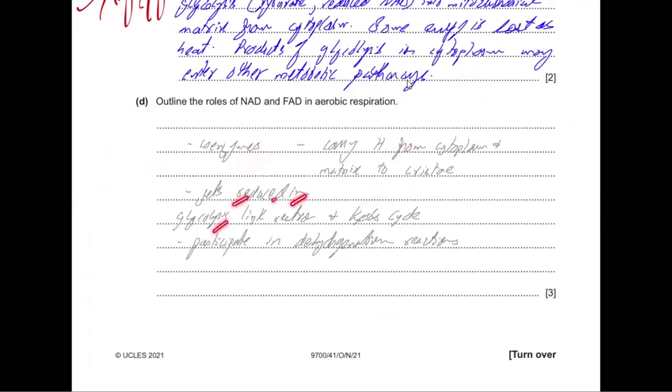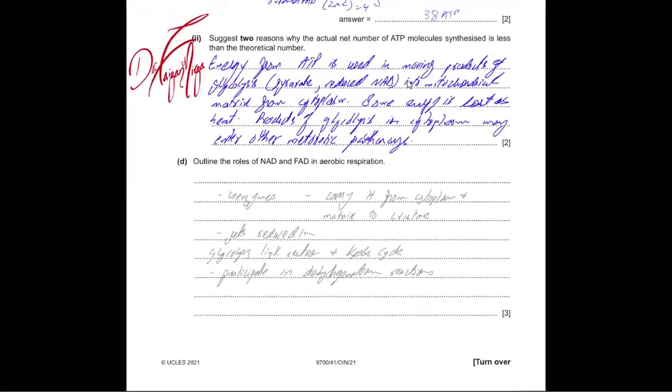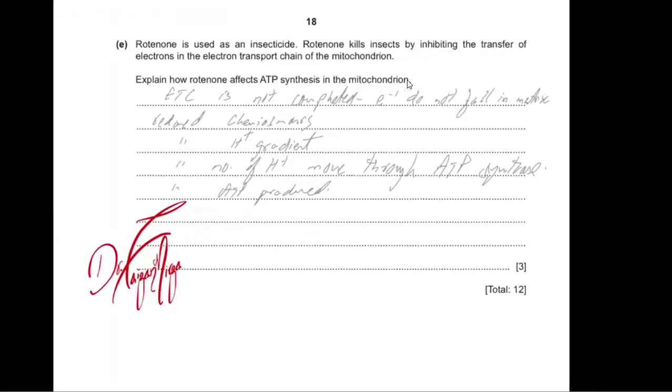They get reduced in glycolysis, link reaction, and Krebs cycle. They participate in dehydrogenation reactions during the electron transport chain and oxidative phosphorylation, as well as when they are being produced. So yeah, you can add those points and get 3 marks. They're just asking you to outline here. You don't have to give the detail or explain anything.